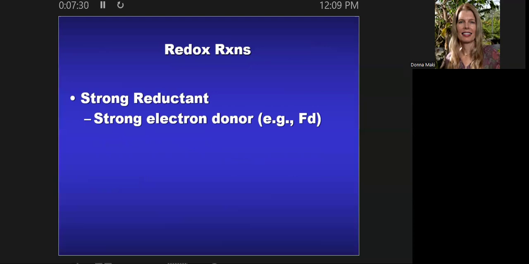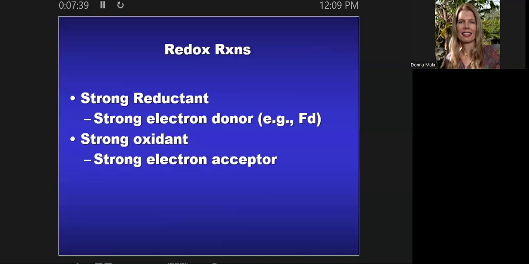So we're going to find out that ferredoxin, FD, I'll talk more about that one, is actually pretty good at this. It's pretty good at giving up electrons. On the other hand, if you're a strong oxidant, that means you're really good at accepting electrons. By definition, that also means you don't want to give up electrons. You're good at accepting, but you don't give them up. Not without a fight, so to speak.